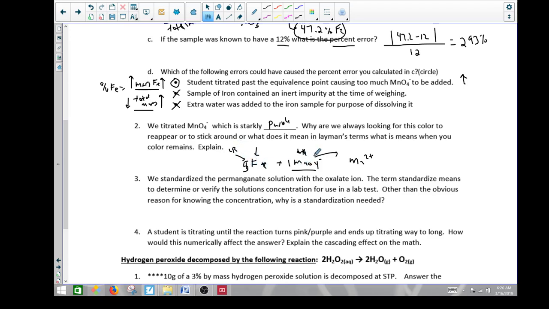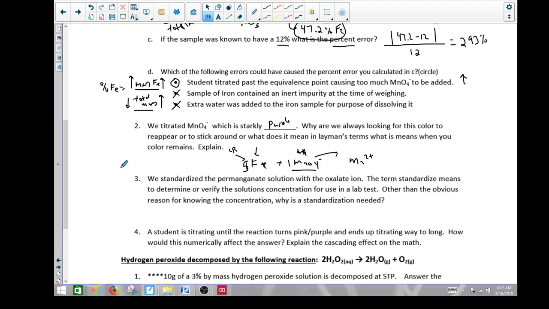Technically, if you keep on going and your purple appears, we have overshot the particular process. And in a really careful precision measurement, they might back titrate to get that purple to remove. And just to be clear. But all right, number 3, we standardize the permanganate solution with oxalate ion. The term standardization means to determine or verify the solution concentration for use in lab tests.